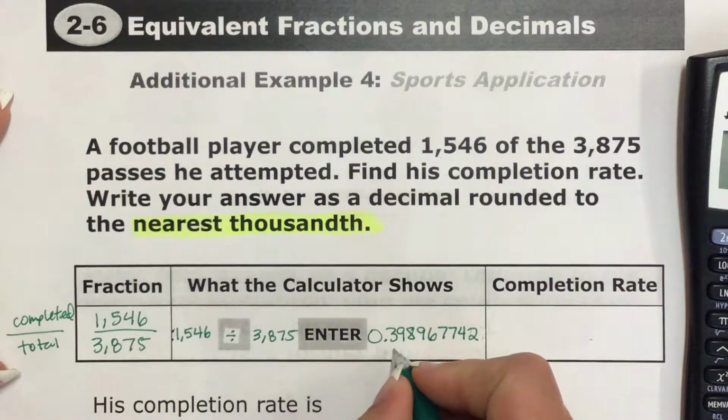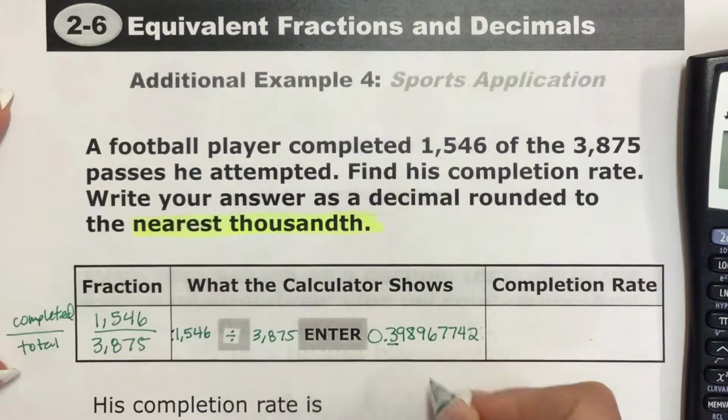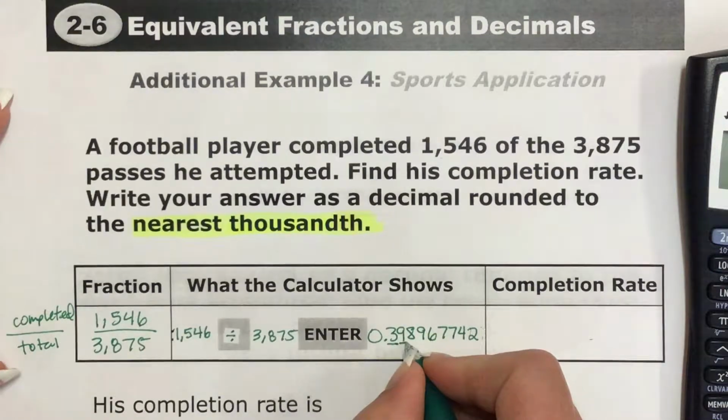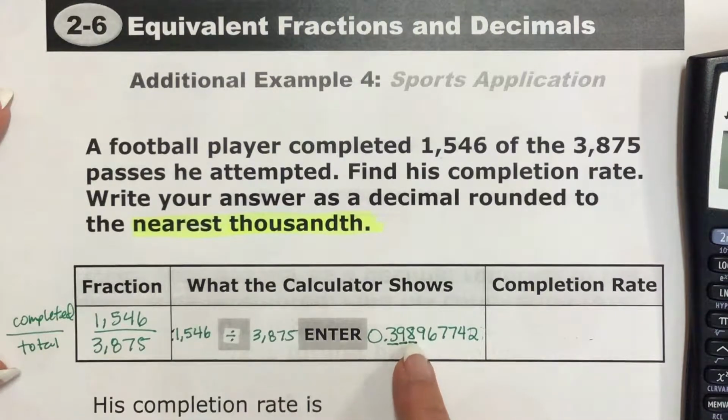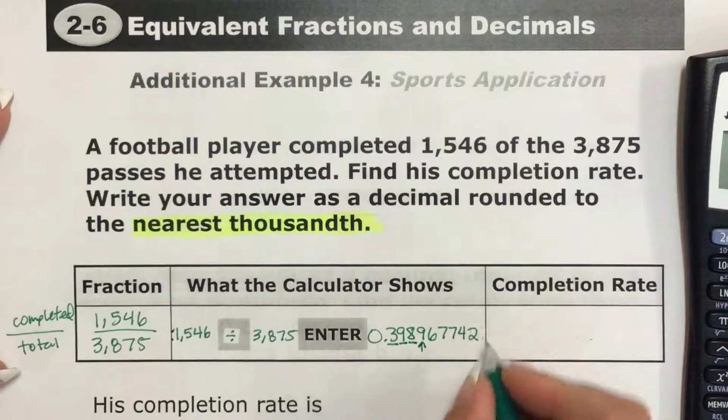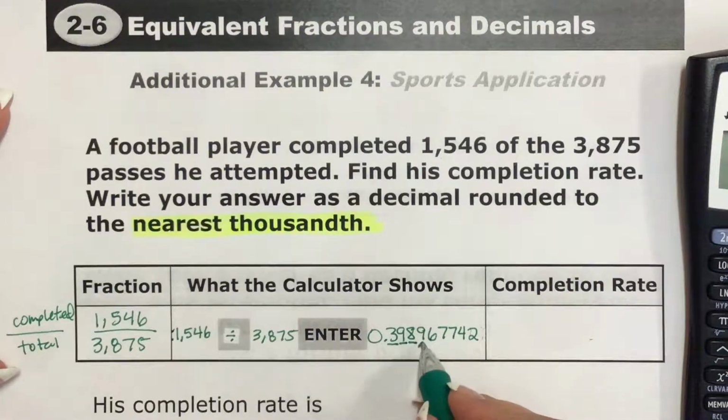So for the completion rate, what it says is round your answer as a decimal rounded to the nearest thousandths. Okay, so this is the tenths place. This is the hundredths place. This is the thousandths place right there. So we need to round this one. To round it, we look to the next number to the right. And we need to say, hey, is this a 5 or above? And it is, so it rounds this 8 into a 9.